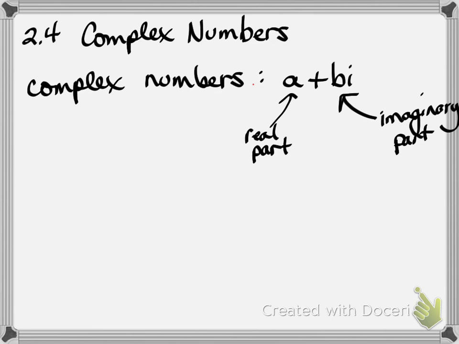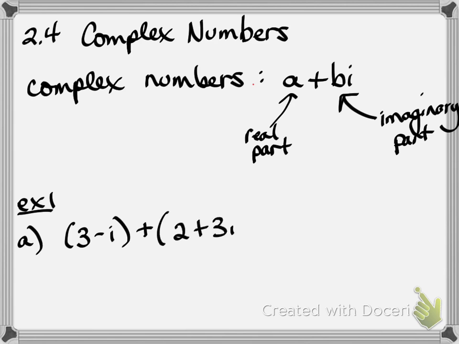All right, the first thing we're going to do is add and subtract complex numbers. So what if we add (3 minus i) plus (2 plus 3i)? Well, when you add two complex numbers together, you just add the real parts together. And then you add the imaginary parts together. So negative 1i plus 3i is 2i. And we usually try to leave our answers in standard form, which that one is.